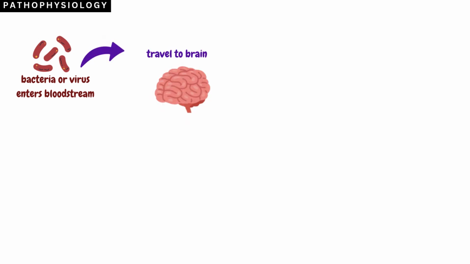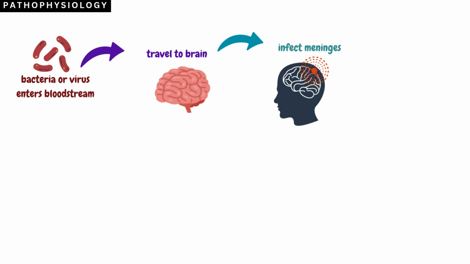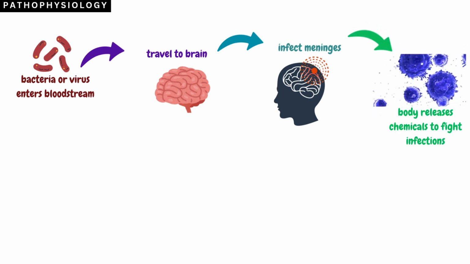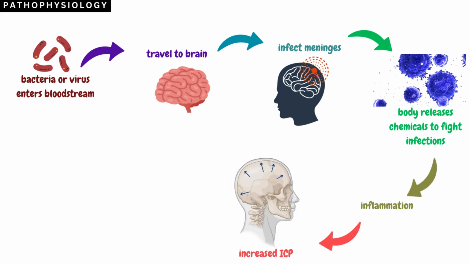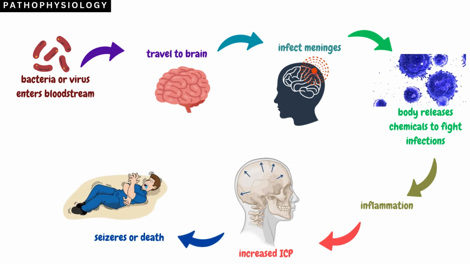Now let's understand the pathophysiology of meningitis. When bacteria or viruses enter the bloodstream, they travel to the brain. There they infect the meninges. The body's immune system responds by releasing chemicals to fight the infection, but this causes inflammation, which increases the pressure inside the skull, a condition called increased intracranial pressure, or ICP. This pressure can press on the brain, reduce blood flow, and can lead to serious problems like seizures, coma, or even death if not treated quickly.